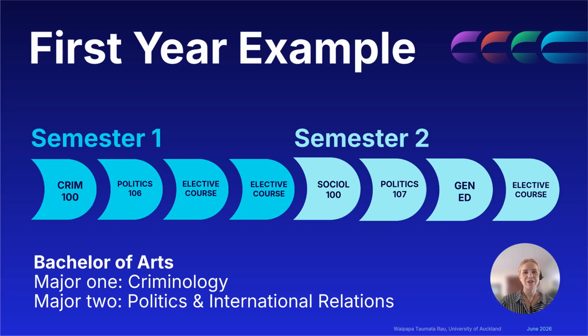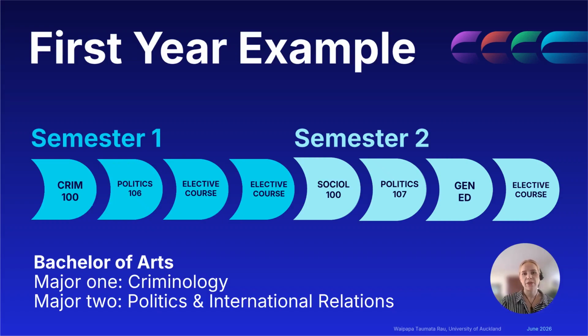Here we will take the first year of a Bachelor of Arts majoring in Criminology and Politics and International Relations as an example. You can see that we've chosen Crim 100, Politics 106, Socio 100, and Politics 107. These are all courses that count toward these majors. On the next slides, we will see how we chose these courses.